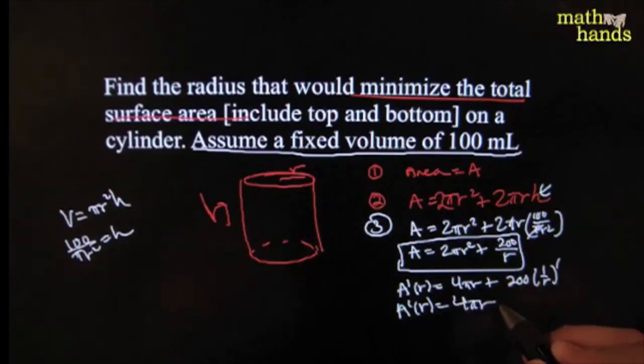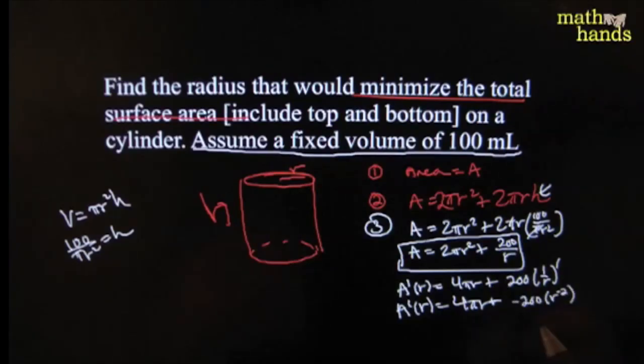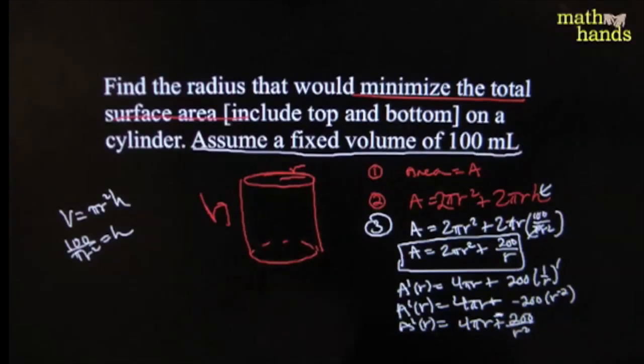That would give you negative 200 times r to the negative 2 using the power rule. So when it's all said and done, the derivative is equal to 4 pi r plus negative 200 all over r squared. This is a negative, right? And that's my derivative. I set it equal to 0, or I find places where it doesn't exist.